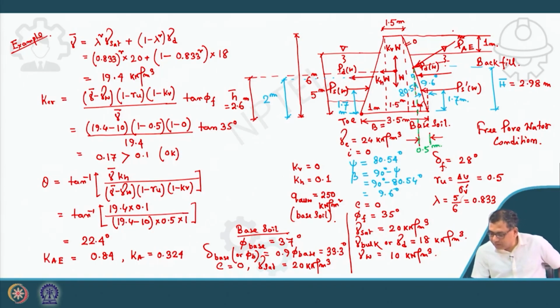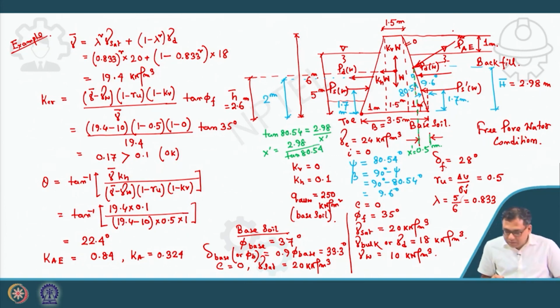It is very simple how I can calculate that. This is tan 80.54, which will be equal to 2.98 divided by x dash. So, x dash will be 2.98 divided by tan 80.54, which is 0.5 meter.